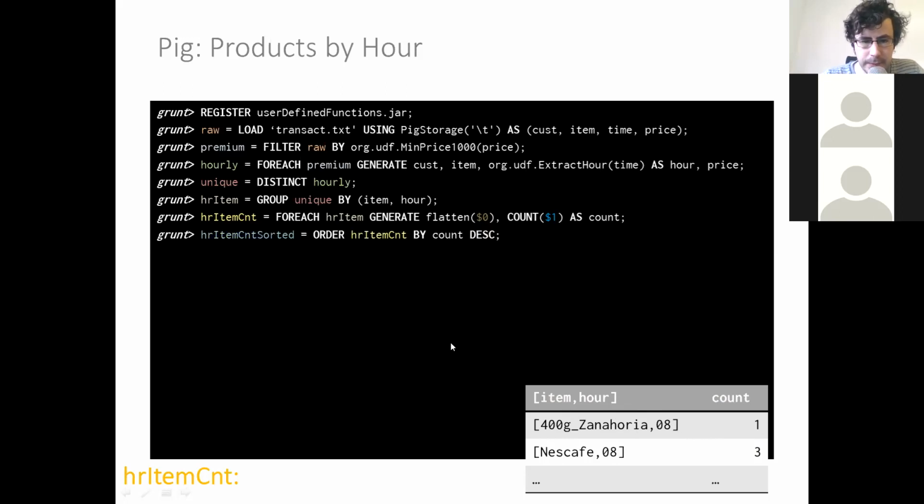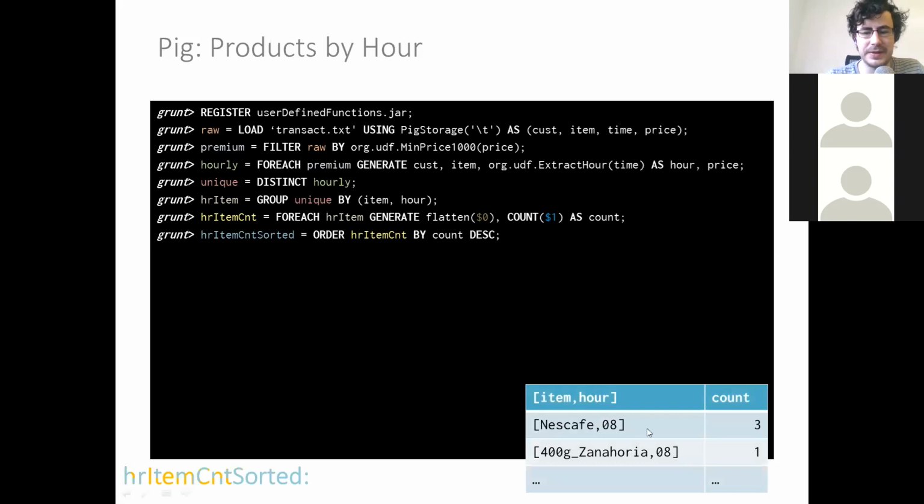And finally, what we would need to do is to sort the items and the hours by the count, because we want to see what are the most bought items in a particular hour. Okay. So we do that descending, and we'll get, okay, here. It depends, of course, if there is more data, then there might be some other value here, but just within what we can see, then we'll have Nescafe first because it is 3, and Zanahori second because it has 1.